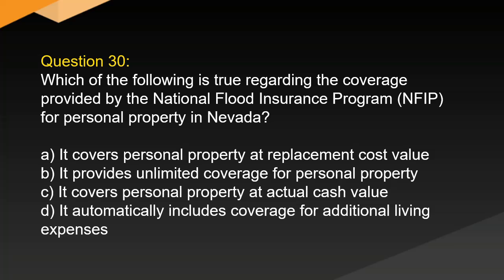Question 30. Which of the following is true regarding the coverage provided by the National Flood Insurance Program, NFIP, for personal property in Nevada? A. It covers personal property at replacement cost value. B. It provides unlimited coverage for personal property. C. It covers personal property at actual cash value. D. It automatically includes coverage for additional living expenses.